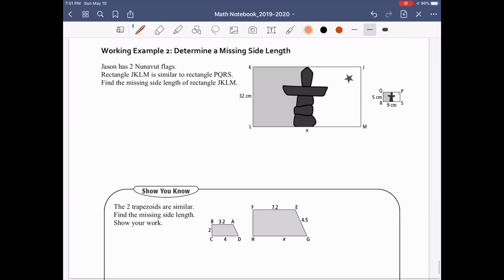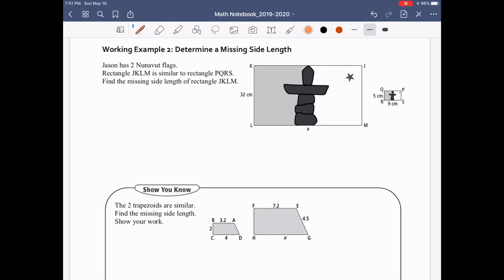So let's move to working example number 2, which is using similar polygons to determine a missing side length, just like we did with the triangles. So it says Jason has 2 Nunavut flags. Rectangle JKLM is similar to rectangle PQRS. So it's already telling you that they're similar. You don't need to do the work. Then it says find the missing side length of JKLM. So the missing side length meaning the one that's labeled X here.